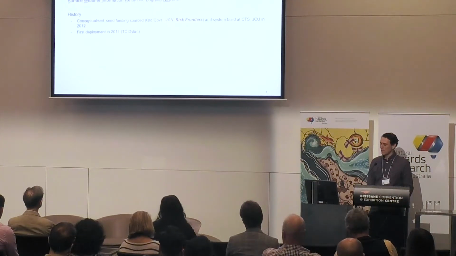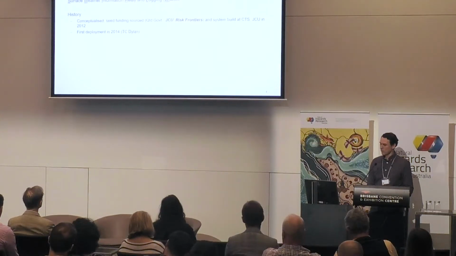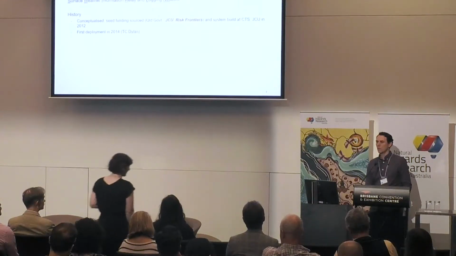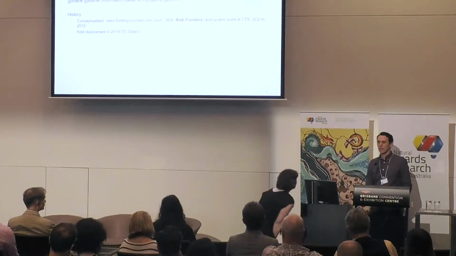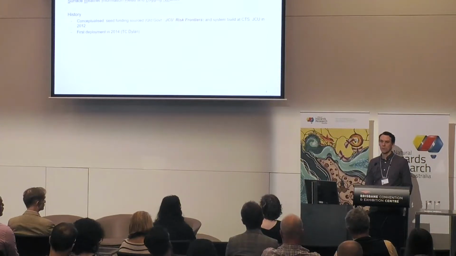The history of it is that we conceptualised it when I was working at Risk Frontiers, but what we really noticed was that we have a relatively sparse network of anemometers in the north of Australia. So cyclones can sometimes make landfall, and we have almost no observational records of them.